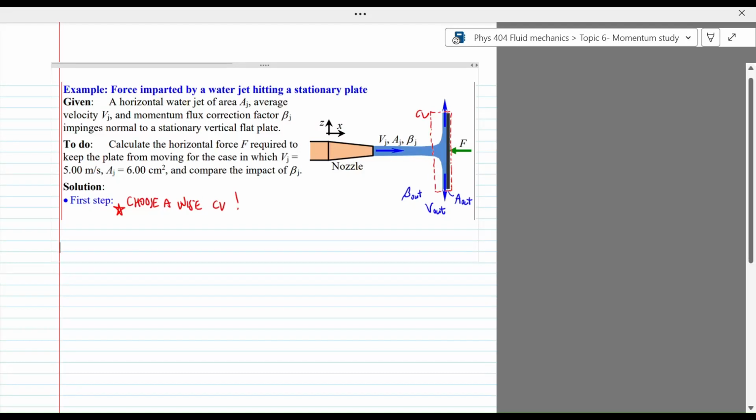So in this problem, we're trying to find the force that is needed to support a vertical plate on which I have a nozzle that is splashing some water across this plate. So we're given the horizontal water jet that is of area AJ, average velocity VJ, and momentum flux correction factor beta J. It impinges normal to a stationary vertical flat plate, and we just want to find the required force to keep the plate from moving because of the water that is hitting it.